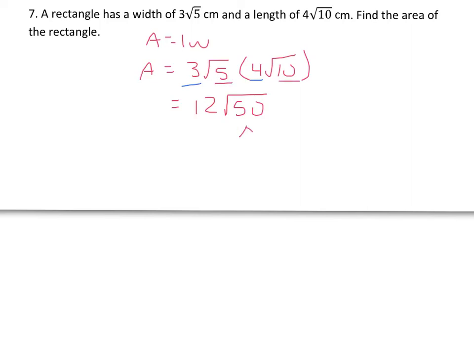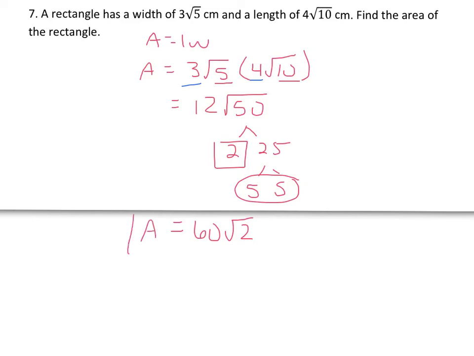Now 50 can be broken down to 2 and 25. And 25 goes to 5's. 5's pair up and move out. So on the outside here, I've got 12 times the 5 is 60. This 2 is left over, so root 2. So that would be your area.